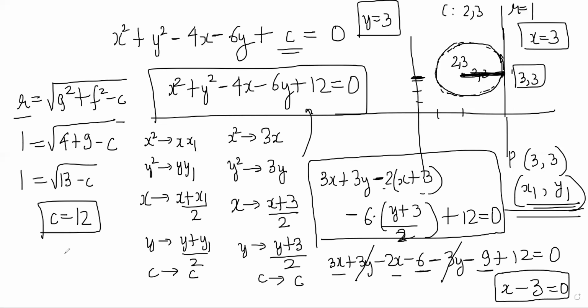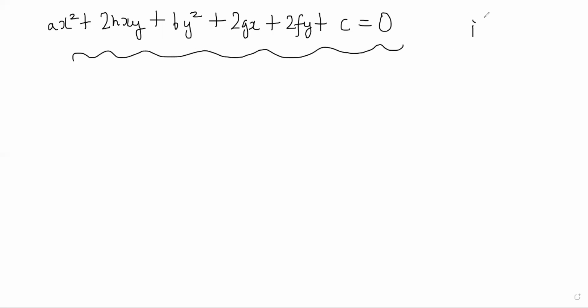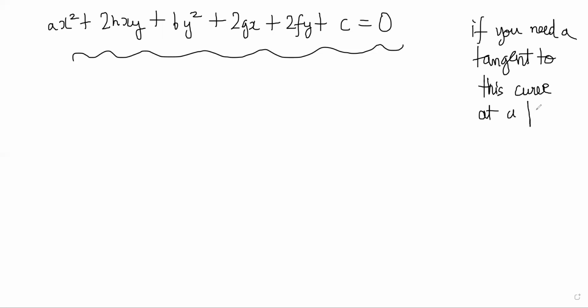Yeah, I'm understanding. So in general, what I will tell you is that if you have a curve like this, in general, it could be anything. It could be a parabola or an ellipse or a hyperbola or a circle. If you have a curve like this, and you need a tangent to this curve at a particular point, what is that point? X1 comma y1.